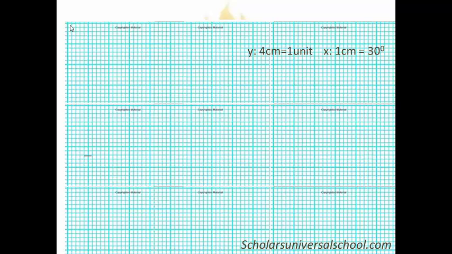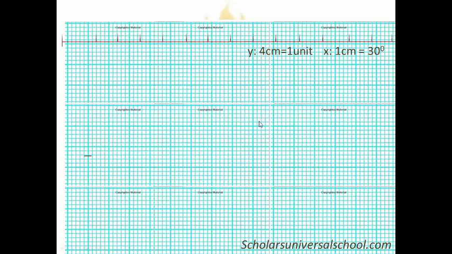That is on the y-axis. And on the x-axis, if 1 centimeter represents 30 degrees, it simply means that 5 small boxes represent 30 degrees. Therefore, each small box will represent 6 degrees.